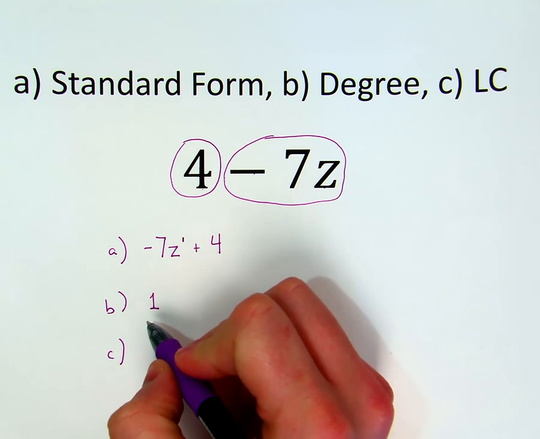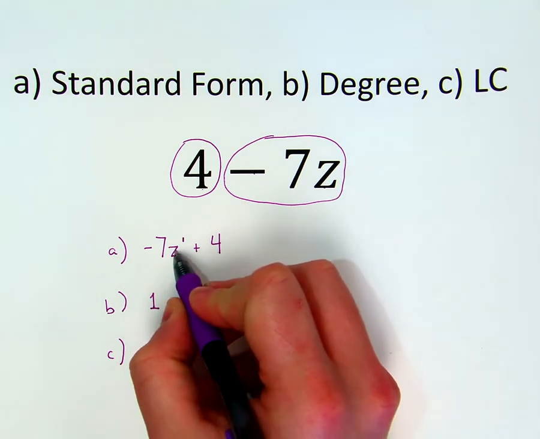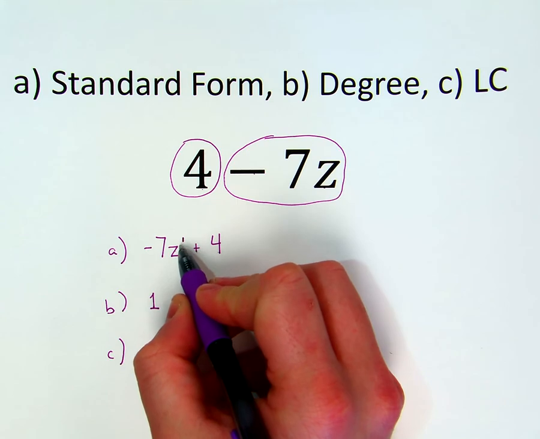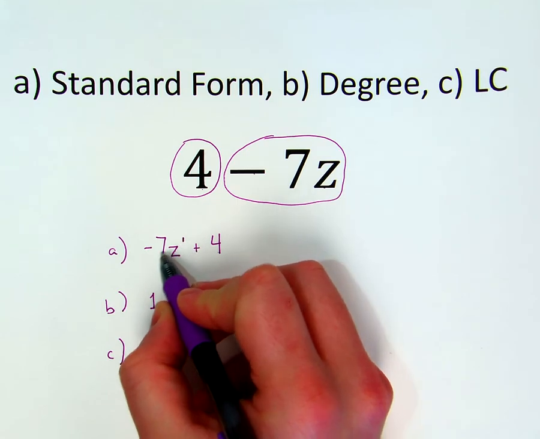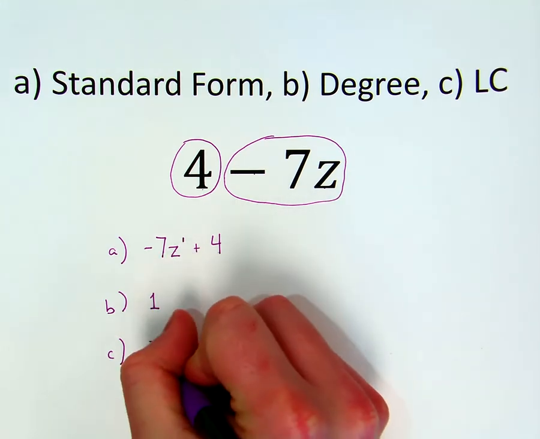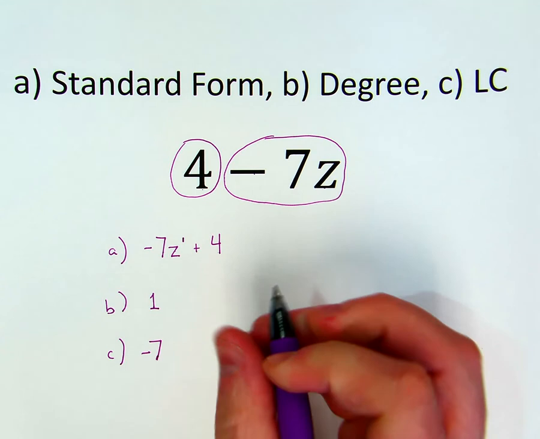The leading coefficient is the coefficient of the degree. So in this case, since our degree is 1, the leading coefficient is negative 7, the coefficient of the variable with the highest degree.